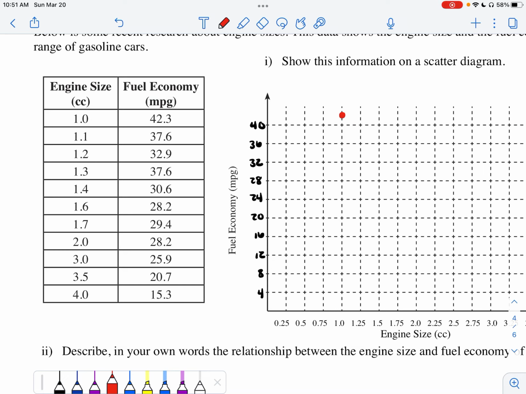All right, next we have 1.1 and 37.6. So 1.1 would fall somewhere in between 1 and 1.25, and our 37.6 would fall somewhere in here between 36 and 40. So again, just estimate the best you can about where you think that would fall. Maybe around there. All right, then we have 1.2, and oops, I think I just put that in the wrong spot, didn't I? It's supposed to be over here. Oh, they're playing tricks on me.